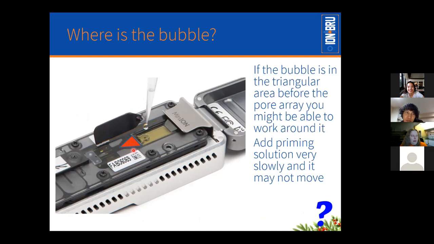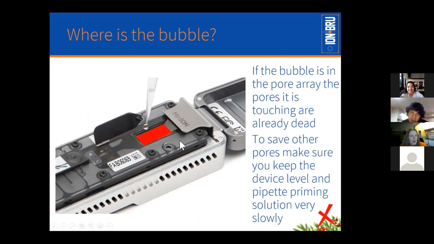If there's a bubble in this area here, the best bet is to just try and load your priming solution really, really slowly so you don't shift it. Often they will just sit and not move, but you want to keep an eye on it and be as slow and gentle as you can. If the bubble is already in the pore array, there's nothing you can do to save those pores. But what you can do is be very gentle and slow with any further moves you make to try and keep it from moving, and keep the device level so that gravity doesn't encourage it to move around either.